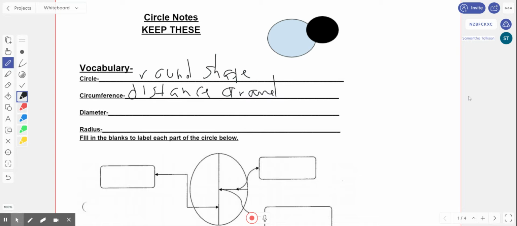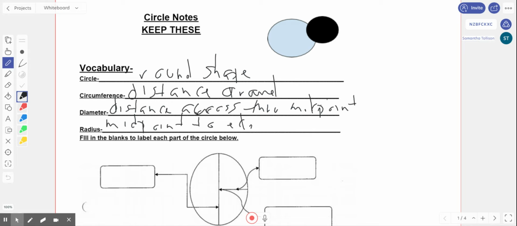The diameter is the distance from one side of your circle all the way through the midpoint and then connecting to the other side. So it's the distance across the circle, through the midpoint. And again, I apologize for the writing on this. These are posted. And then our radius is the distance from the midpoint to the edge. So I'm going to write midpoint to the edge.